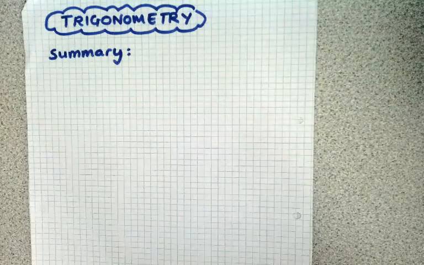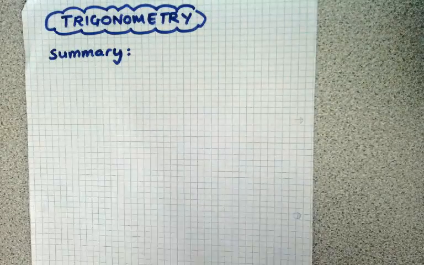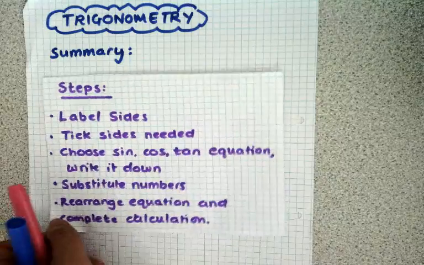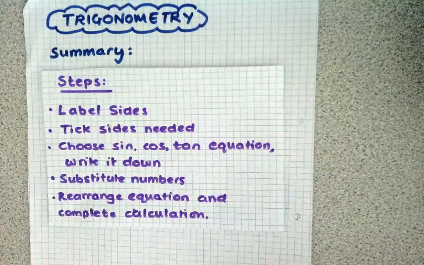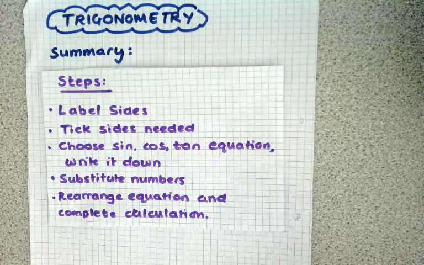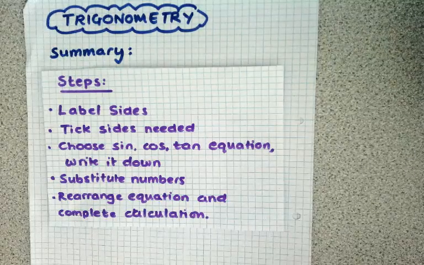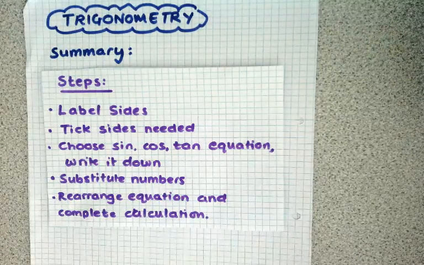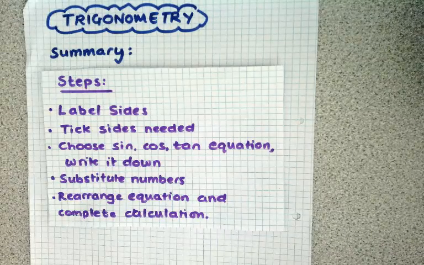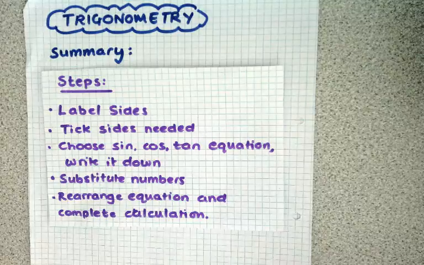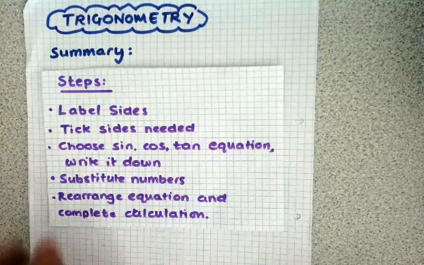Our work on trigonometry, we're going to have a quick summary. These were the steps that we took to solve problems involving trigonometry when you're finding missing angles and sides. Label the sides, tick the sides needed, choose the sine, cos or tan equation, write it down, substitute in the numbers, rearrange the equation to get x by itself and complete the calculation.